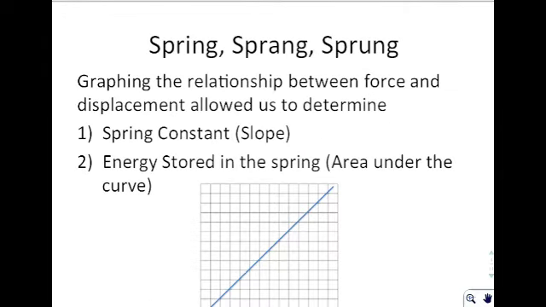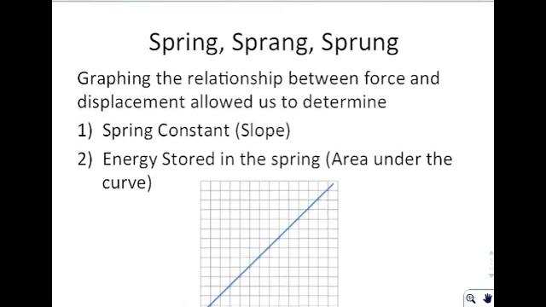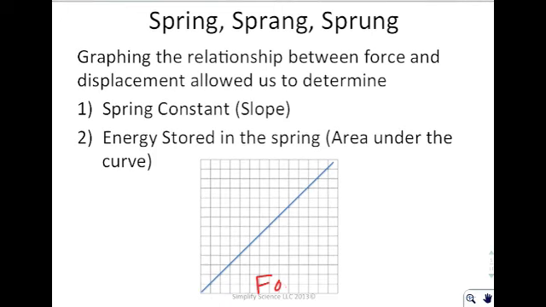So, spring, sprang, sprung. Whenever you graph the relationship between force and displacement, you can get this right here. You have force and displacement. And whenever you look at it this way, you're trying to figure out what the work is in this particular case. Whenever you do this, you should get that the slope is the spring constant, or the k value. So the more force you have to exert in order to stretch the spring, the stiffer the spring is. We say that thing has a higher spring constant.